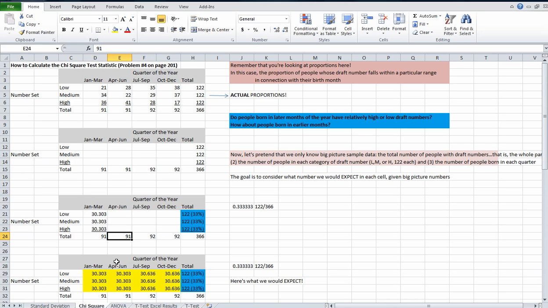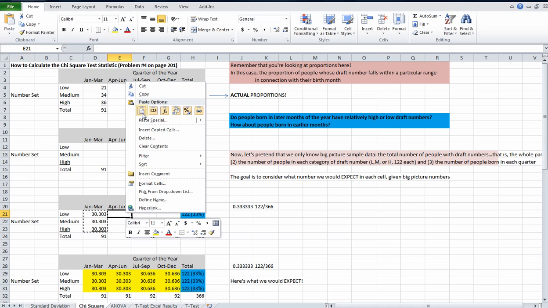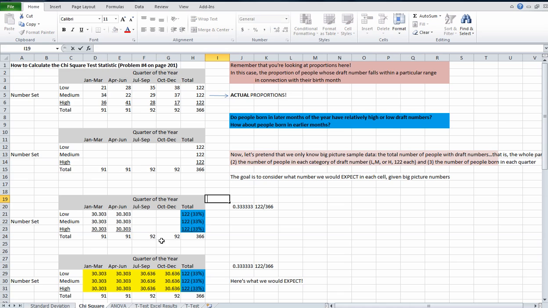Clearly this number is exactly the same here, so you're going to get the same number. Now if you were to look at July through September, we know there were 92 people who were born during that quarter, and we know that in general 33% of those surveyed had low draft numbers, so we would multiply 92 times 33% and get 30.636. We would have assumed or expected that by random chance, 33% of the people in that quarter would have had low numbers, medium numbers, and high numbers. So you can fill in that data here.